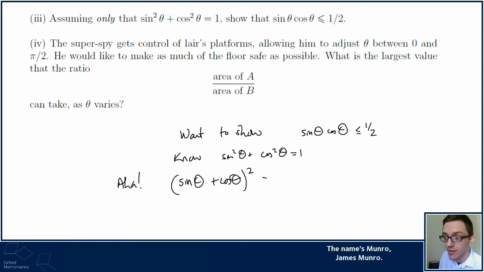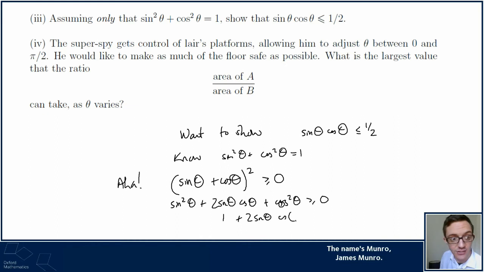And I know that squares are positive, so I know that this thing on the left is going to be bigger than or equal to 0. Okay, so if I write that out, I get sine squared theta plus 2 sine theta cos theta plus cos squared theta is bigger than or equal to 0. And then I know sine squared plus cos squared, so I get 1 plus 2 sine theta cos theta is bigger than or equal to 0. So I get sine theta cos theta is bigger than or equal to minus 1/2, which is not what I was asked to prove.